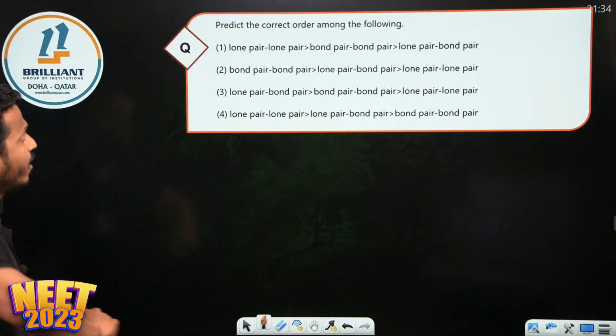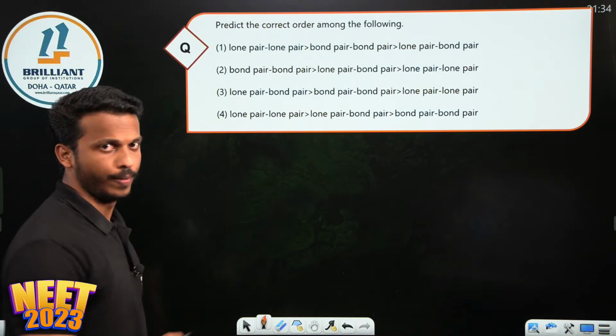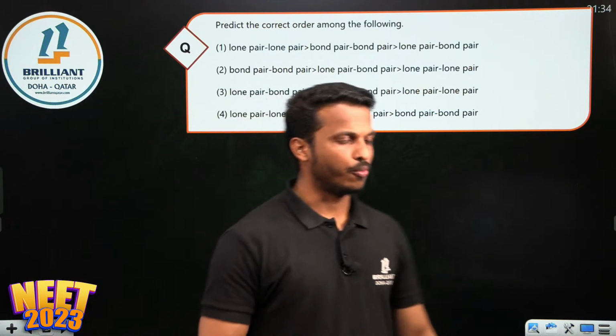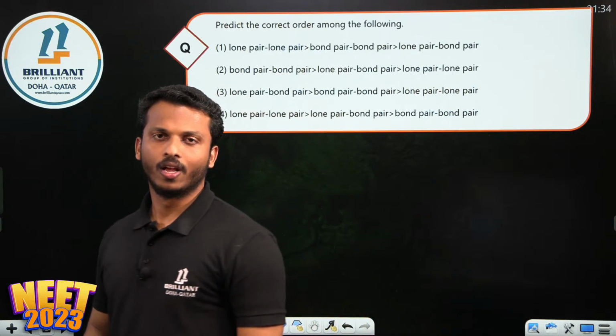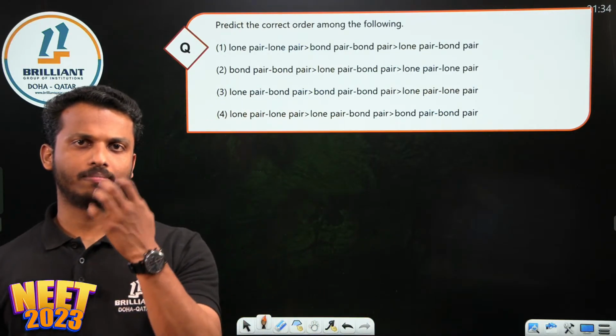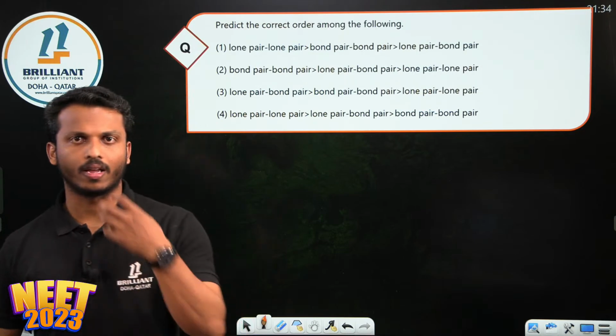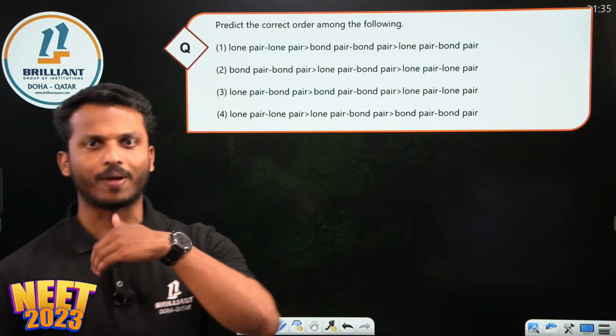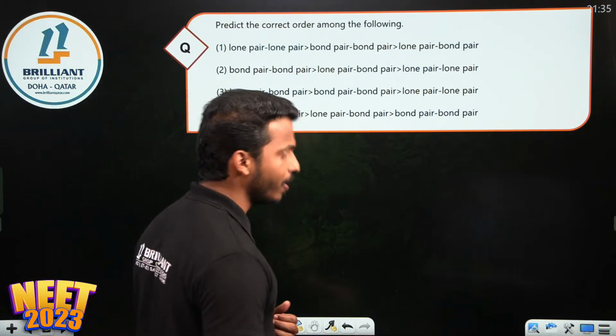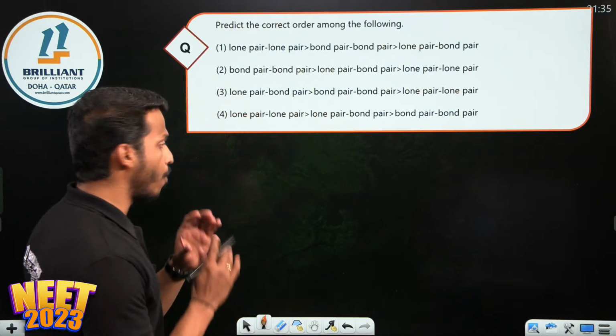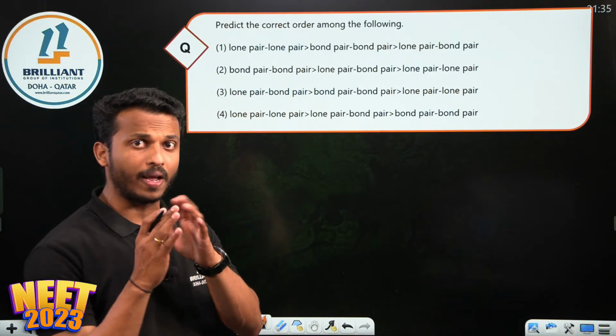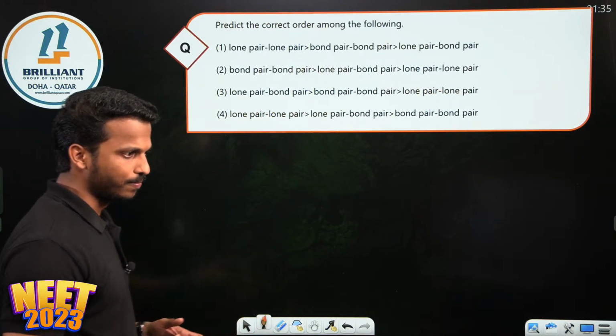Next one. Predict the correct order among the following. This is one of the postulates of VSEPR theory. What is the correct magnitude of the electron-electron repulsion in lone pair and bond pair? What is the answer here? What is the correct order of the lone pair-lone pair, lone pair-bond pair, and bond pair-bond pair repulsion pattern?